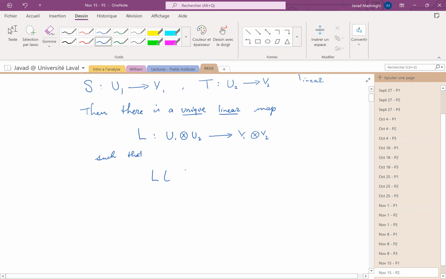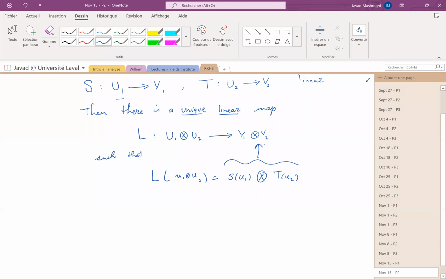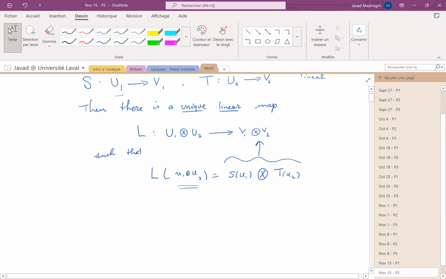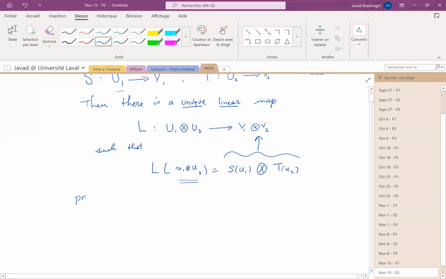L of U1 tensor U2 is equal to, well, U1 is mapped by S to V1, and U2 is mapped by T to V2. So S of U1 tensor T of U2. And well, this is an element of V1 tensor V2. Again, if such a map exists, since these elements create the space, the span of them is the tensor product U1 tensor U2. If L is well defined, it is unique. So the main question is why is this well defined? And the trick is the same trick that we applied before.